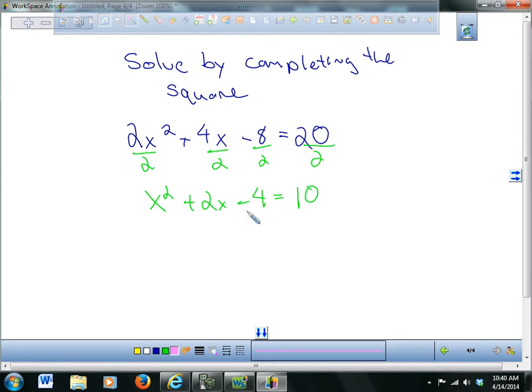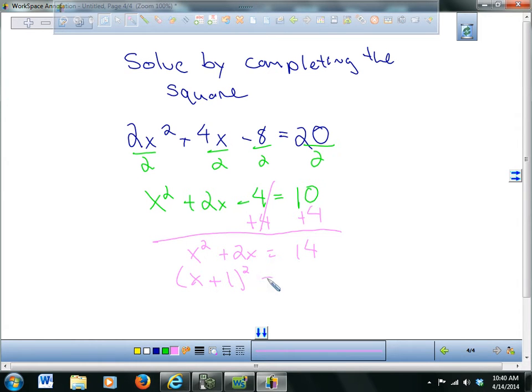When you're finding the vertex, you don't need to do this step, but when you're solving, you need to get the constant term on the right side. So now I have equals 14. That goes away. Who can tell me what to do next? Go ahead, Orion. Put x plus 2x in parentheses. Not x plus 2x, x plus what? 1. Half of that. 1. Okay? And then 1 squared.